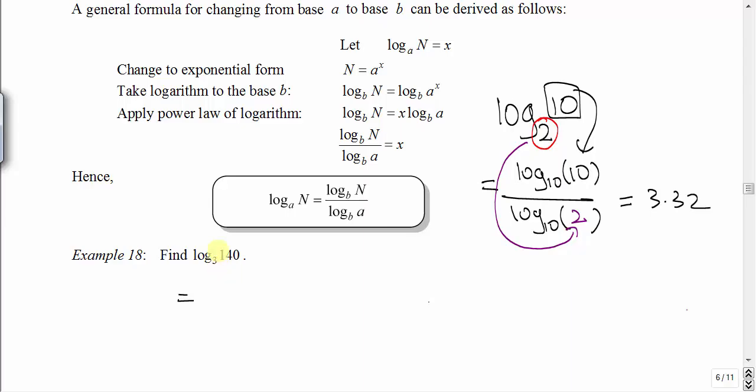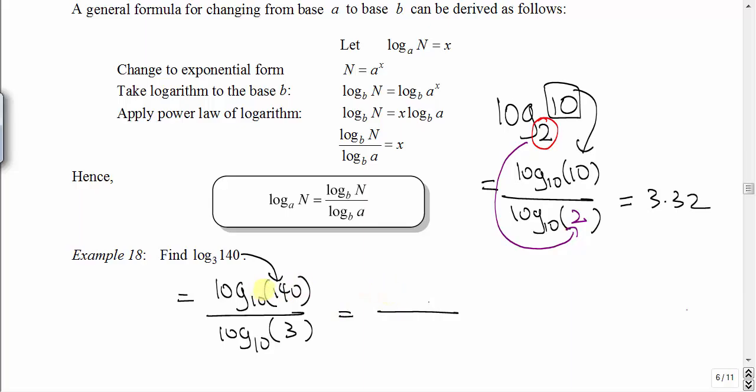Let's try a similar example. Again, we cannot key in this value into the calculator because the calculator only gives us the base of 10. So now we're going to change to the base of 10. The value here is 140, and the value here is 3, which comes from the base. From the calculator, log 140 base 10 gives us 2.146, and 0.477. Final result is 4.498.